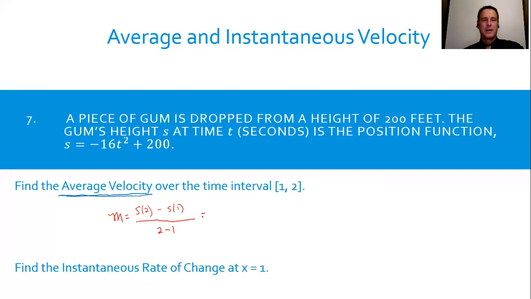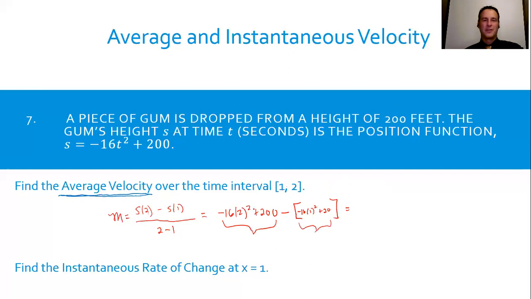Okay, so, all right, so my s of 2 means we're going to take negative 16 times 2 squared and add 200 to it. Okay. Minus, and then we're going to do s of 1, which means we're going to input 1 into all this. Okay, and I can put this all over, well, 2 minus 1 is 1, but I'm not going to write a 1 in the denominator. And so if you do this piece, and then the second one, and subtract those two, you'll get your answer.